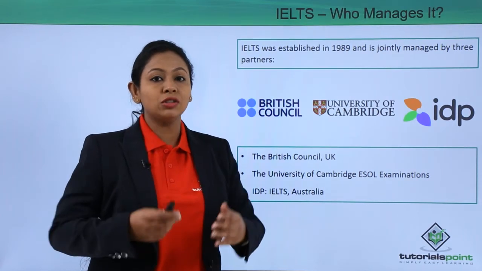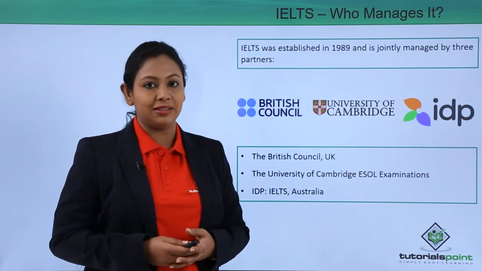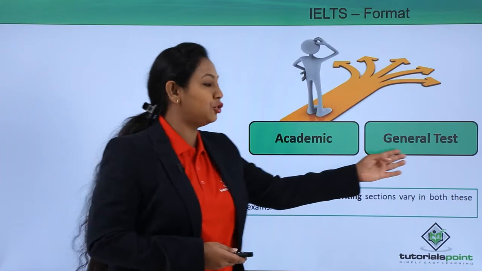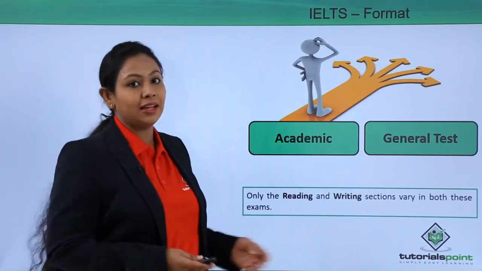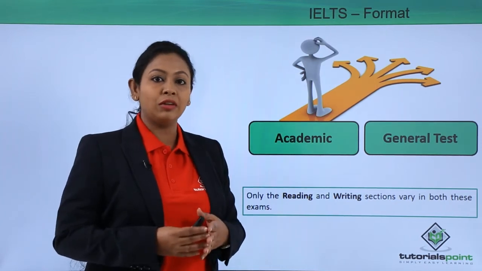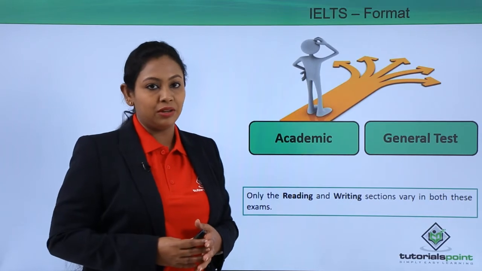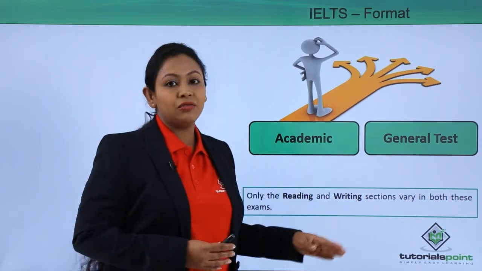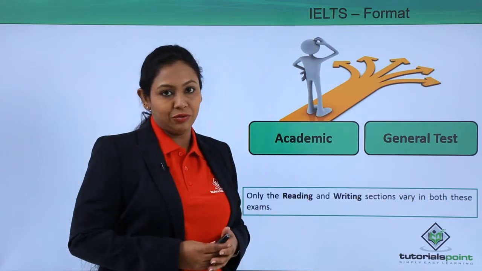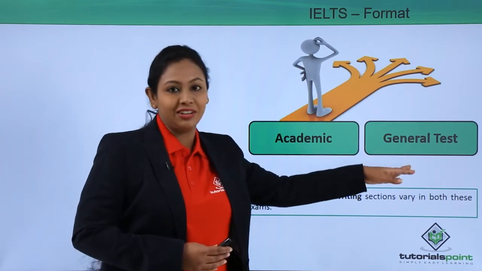Now, before we go on to the different sections in the IELTS exam, let's have a look at the different formats of the IELTS exam. The IELTS exam has two formats, the academic and the general test. The academic, as the name suggests, is for academic purposes and for people who are going to study in a university or college in an English-speaking country. Whereas the general test is for people who are immigrating or going to work in an English-speaking country. The academic exam is slightly more difficult as compared to the general test.